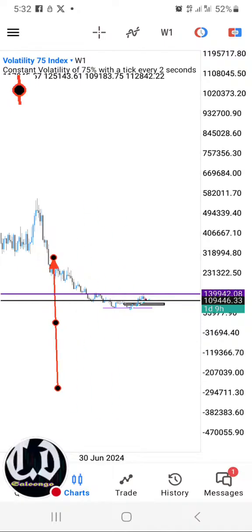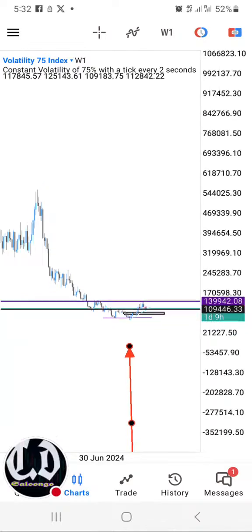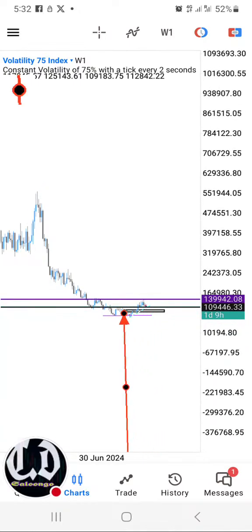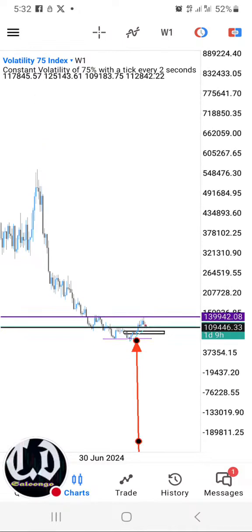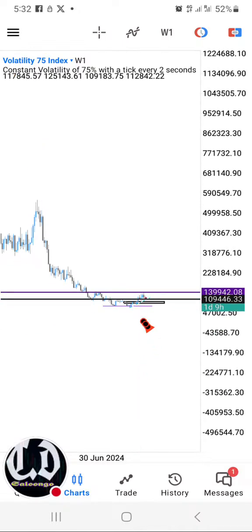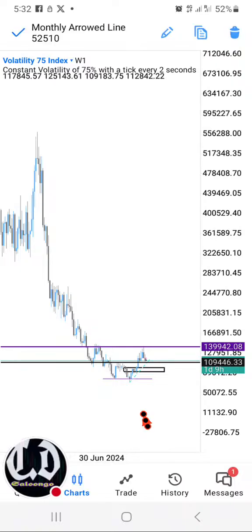Which means the sell trend will be over. Are you getting the point? If what is happening here right now gets respected, that is what I think will be happening.